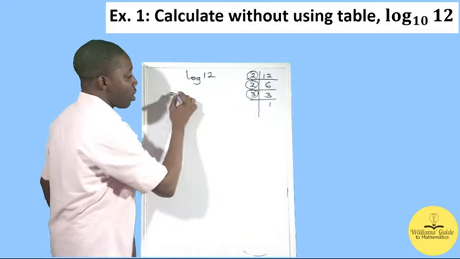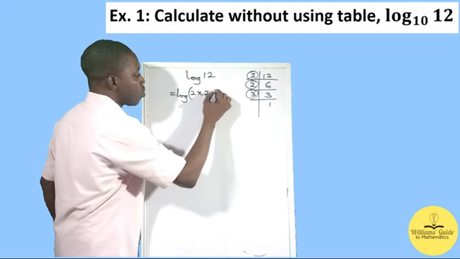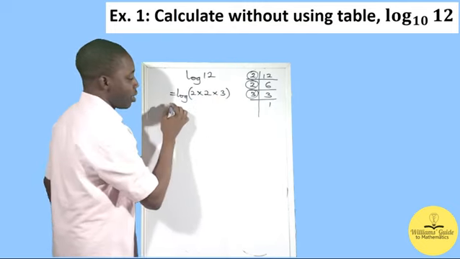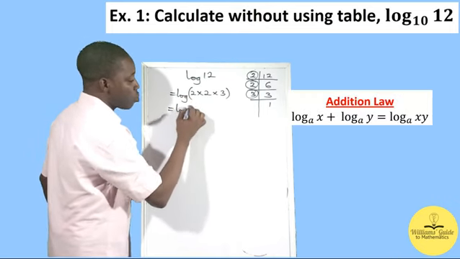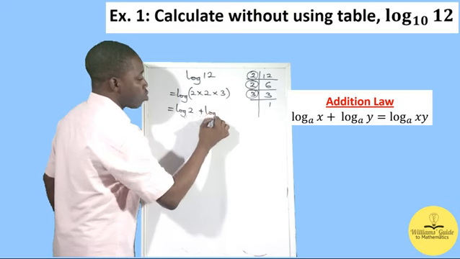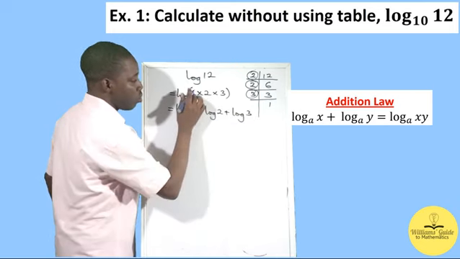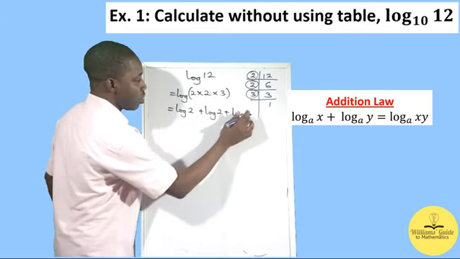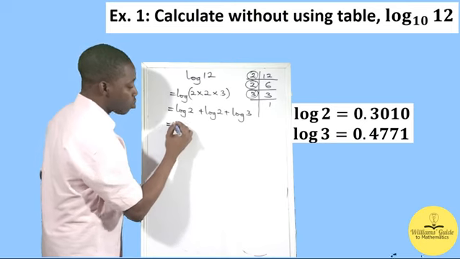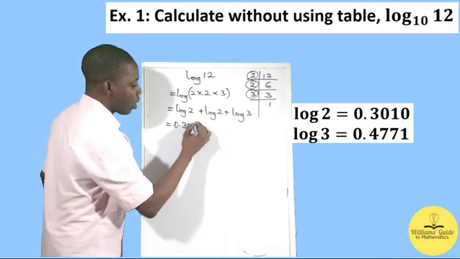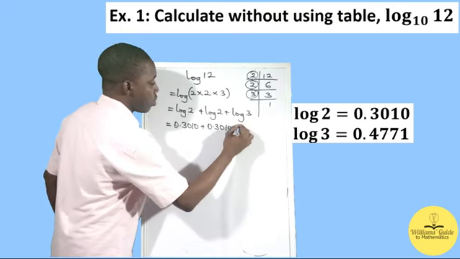So I'll come here by writing this as log 2 times 2 times 3. And that will be equal to, I'll split this now. I will have log 2 plus log 2 plus log 2 plus log 3. The first 2 here, the second 2, and the 3 that ends it. From the instruction, we're told that log 2 is 0.3010. 0.3010.